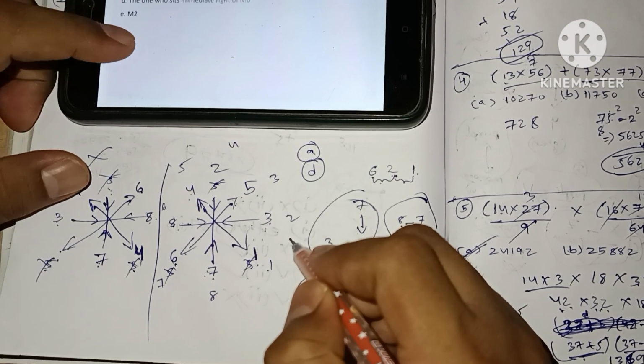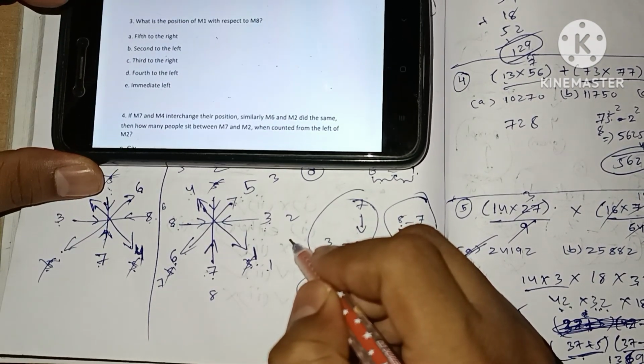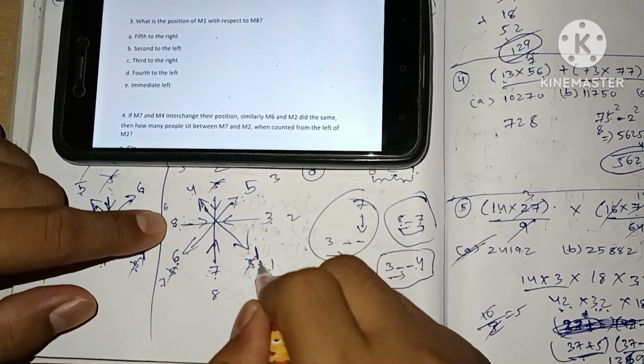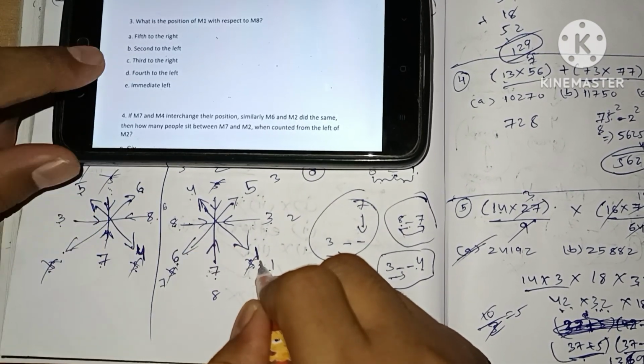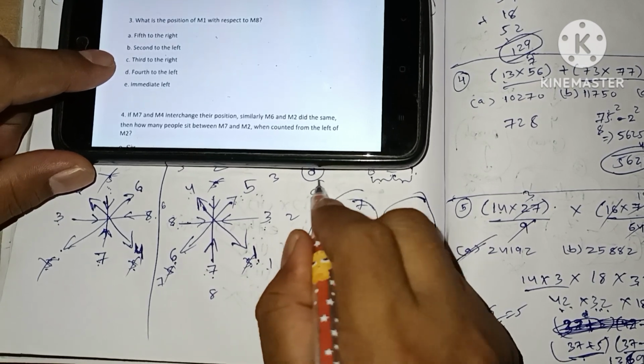Next, third question, what is the position of 1 with respect to 8? 1 with respect to 8 is third to the right. Option C is the answer.